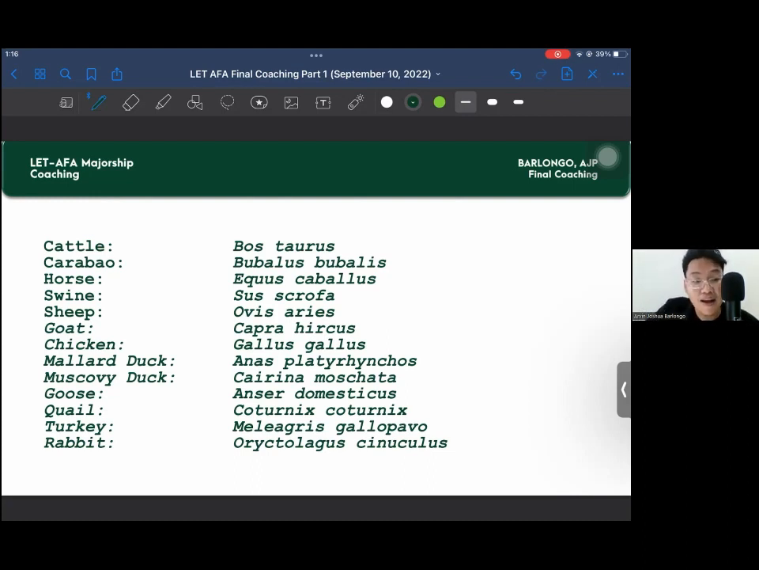So sa duck, meron tayong dalawang klase na duck. We have the mallard and the Muscovy duck. So kapag mallard duck, the scientific name is Anas platyrhynchos. Whereas for Muscovy duck, Cairina moschata. So for goose, we have Anser domesticus. Quail, we have Coturnix coturnix. Turkey, we have Meleagris gallopavo. And rabbit, we have Oryctolagus cuniculus. And copy this one.